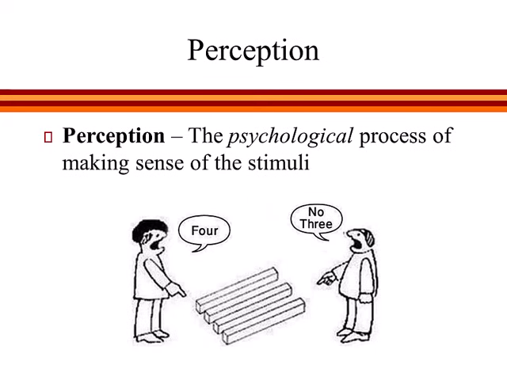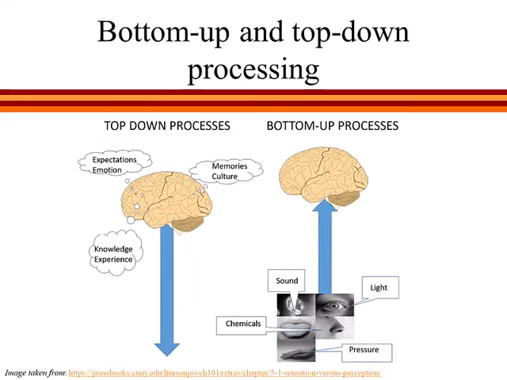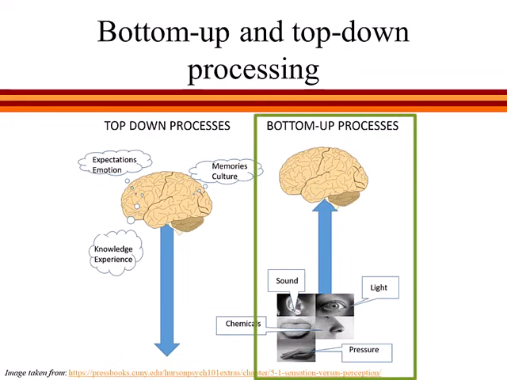Perception is the psychological process of making sense of and interpreting stimuli in our environment. This process of perception itself involves two complementary pathways. On the one hand, in order to perceive something, we first have to take in the actual sensory input from the environment and then assemble it into a coherent message. This is called bottom-up processing.